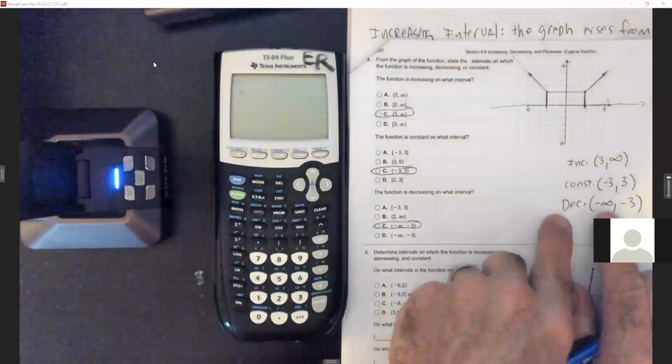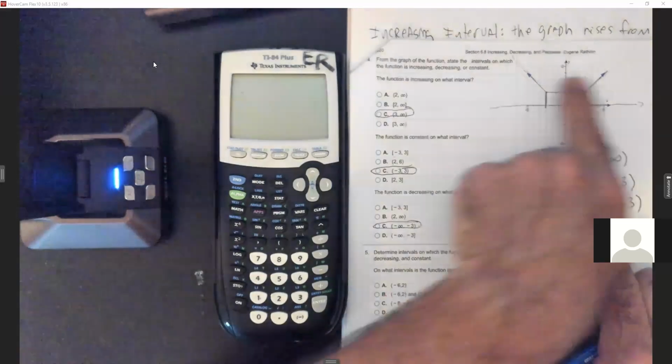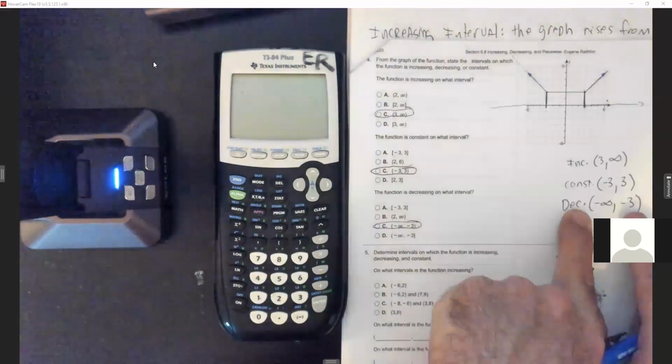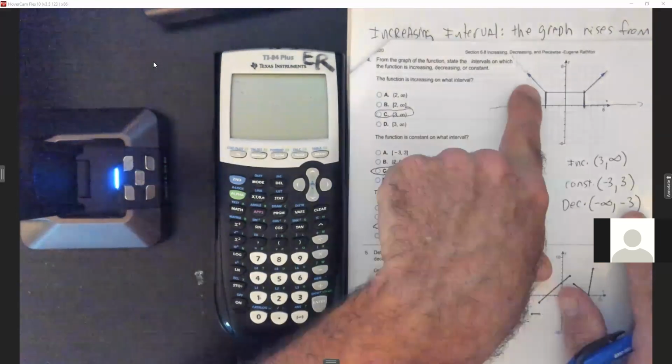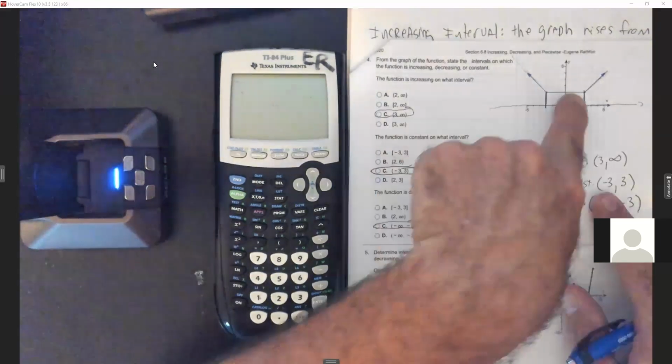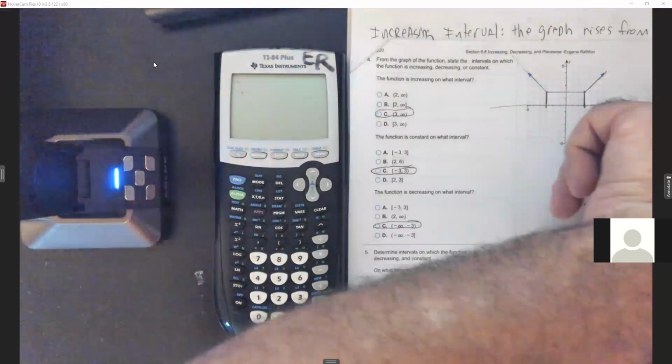But notice your overall graph has to go from negative infinity to that -3, then from -3 to 3, and then from 3 to infinity.